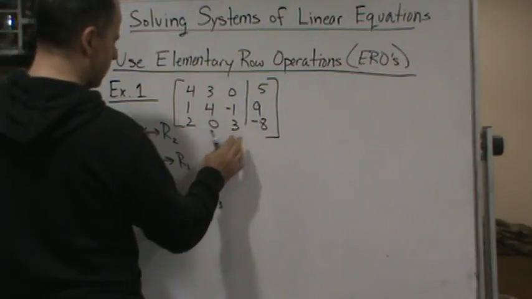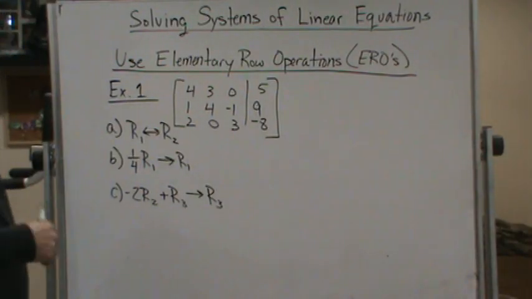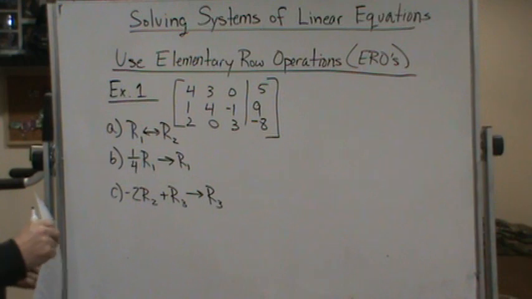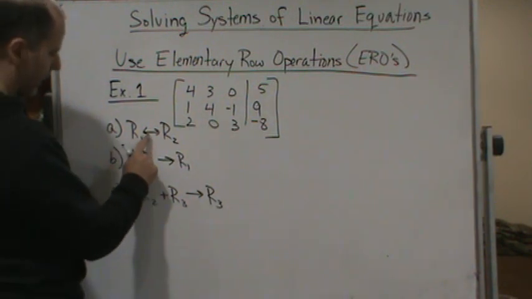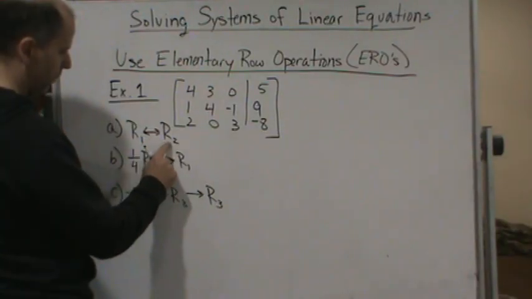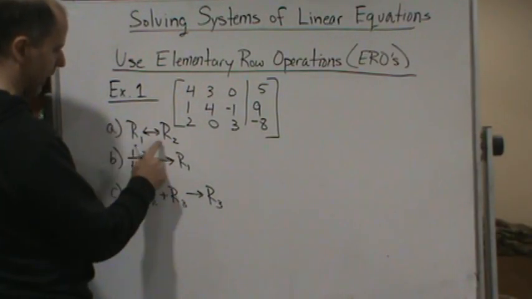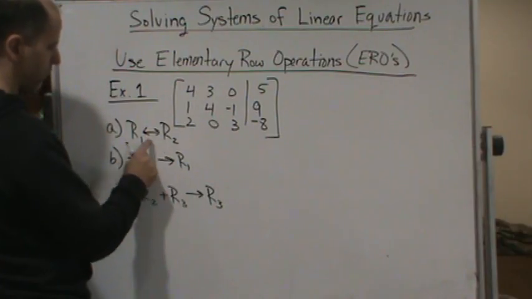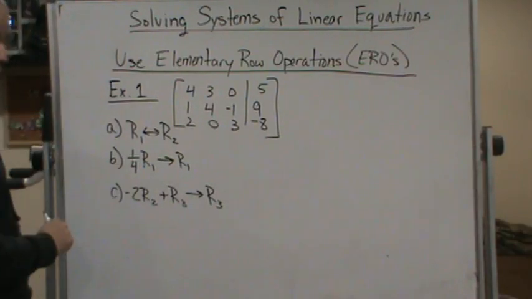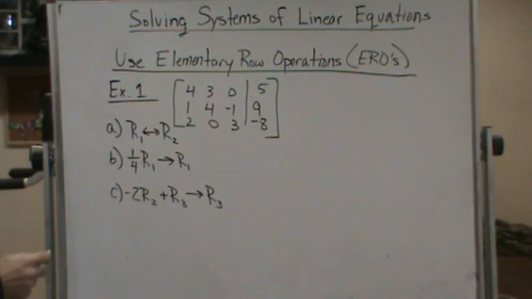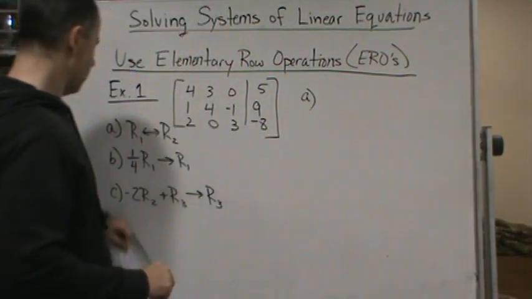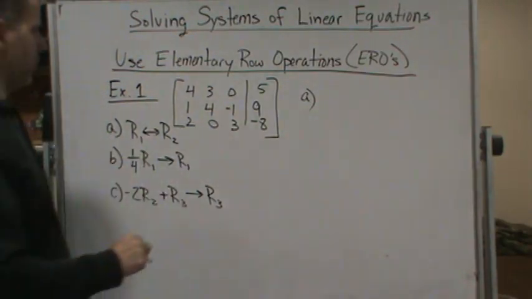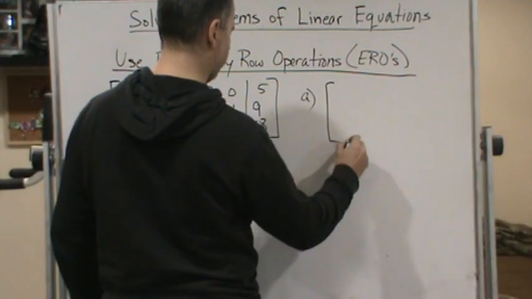So here's the given matrix. And we want to perform each of these operations on the matrix. The first one, A, says row 1, and then we have this double arrow with row 2. This is a swap or an exchange, right? So this is telling us we're going to take row 1 and row 2 and exchange them or swap them, okay? So the result of swapping row 1 and row 2 is going to be as follows, okay?